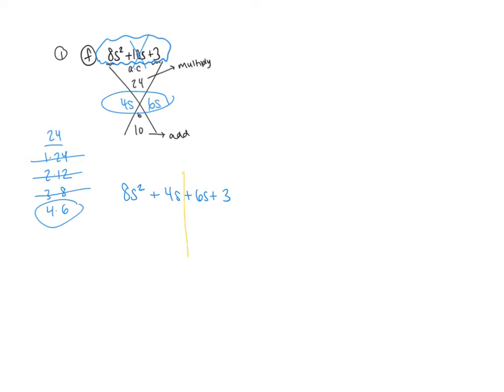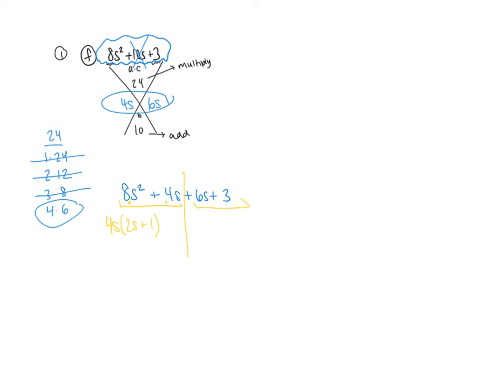I draw a line down the middle, and I think, what can factor out of the left side, out of 8s squared plus 4s? This is divisible by 4s. When I divide 4s out of 8s squared, I'm left with 2s. And when I divide 4s out of 4s, I'm left with 1. Don't forget the 1. Okay?